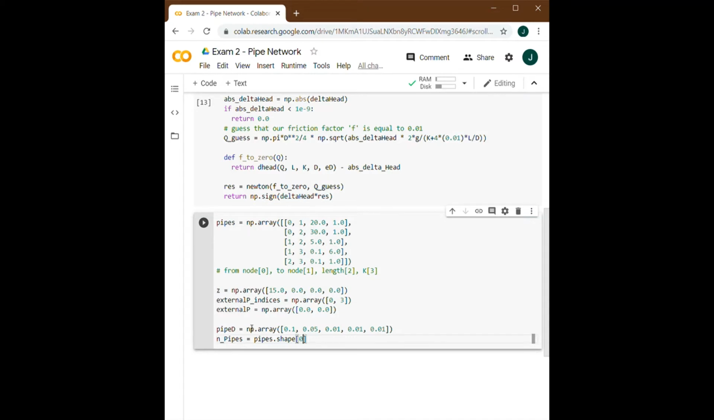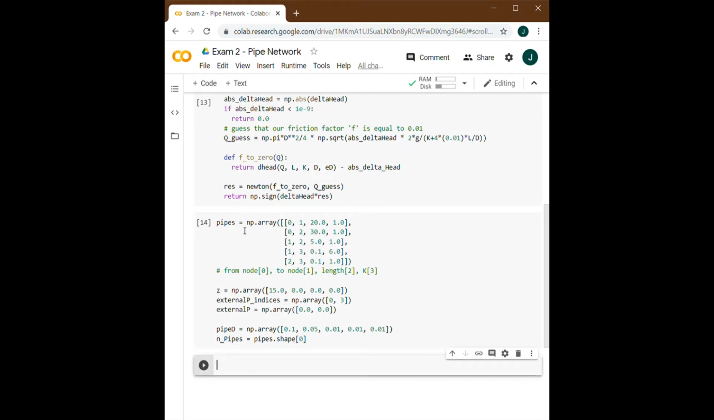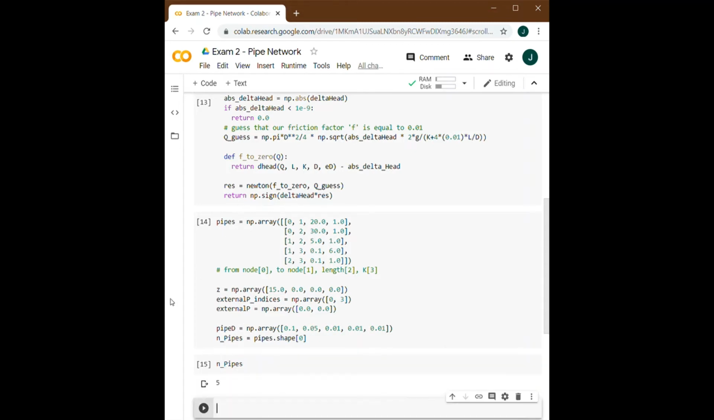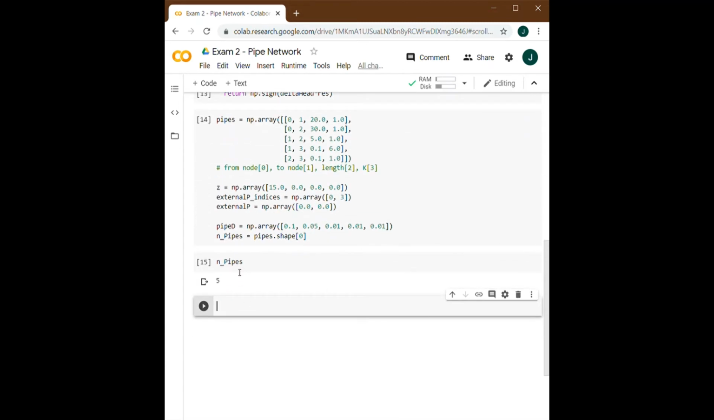What this is going to do is count how many rows we have in column 0. It's going to see we have 5, and it'll output that we have 5 total pipes. So let's just check that. So n pipes. And we're going to Alt-Enter to run it. And there we go. So 5 pipes.